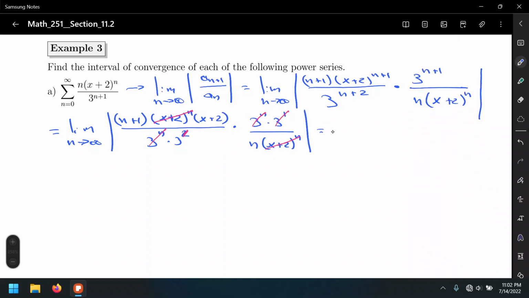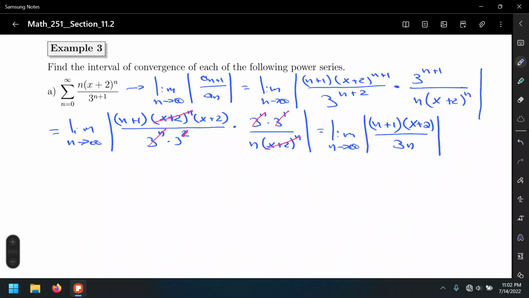So, limit as n approaches infinity, n plus 1 times x plus 2 over 3n. Okay, now be careful here when it comes to the next few steps.